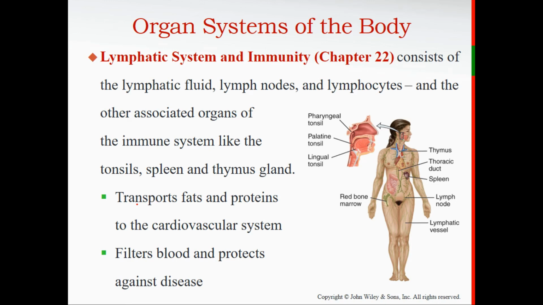The other associated organs of the immune system, such as the tonsils, spleen, and the thymus gland, all work together to help keep us healthy and to fight illness and infection in our body. Their job is to transport fats and proteins through the cardiovascular system. They will also filter blood and protect against disease.